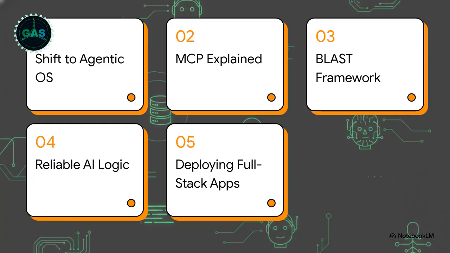So, here is our roadmap for today. First, we'll cover the shift to Agentic OS. Then we'll break down exactly what model context protocols are. After that, we'll walk through the BLAST building framework, talk about how to make your AI logic actually reliable, and finally, we'll get into deploying your full stack apps. Let's get right into it.